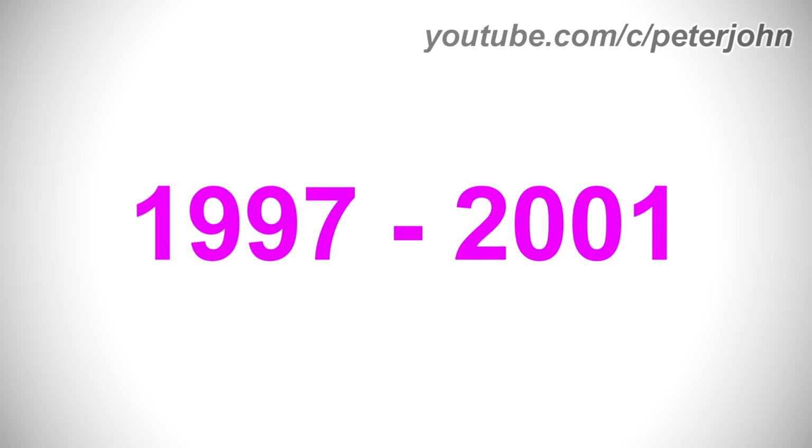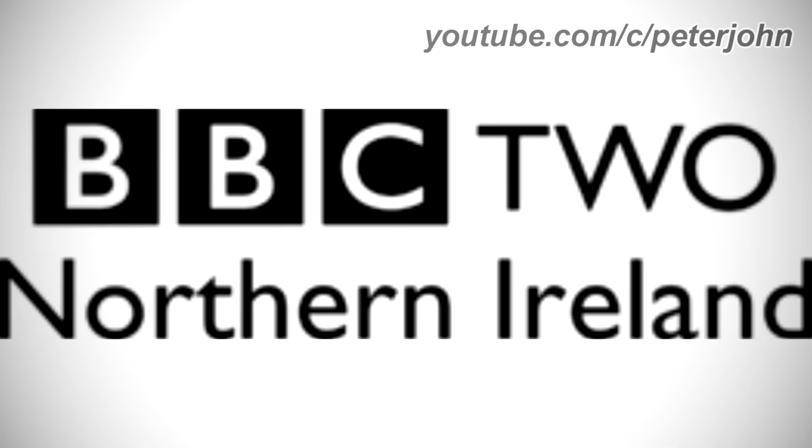1997 to 2001, there are 3 black squares, and on them there is the word BBC in white text, and on the right of the squares there is the word 2 in black text, and under it there are the words Northern and Ireland in black text. Here is a bumper.